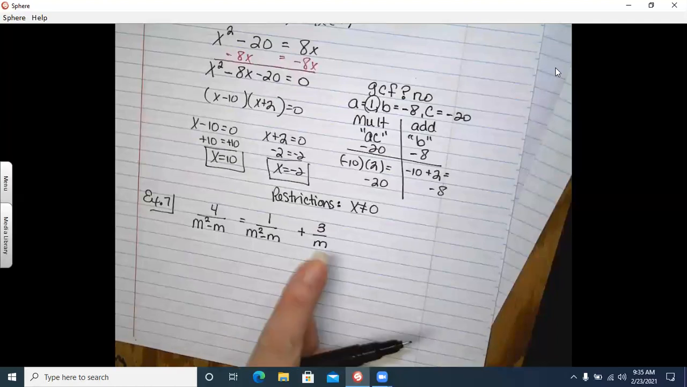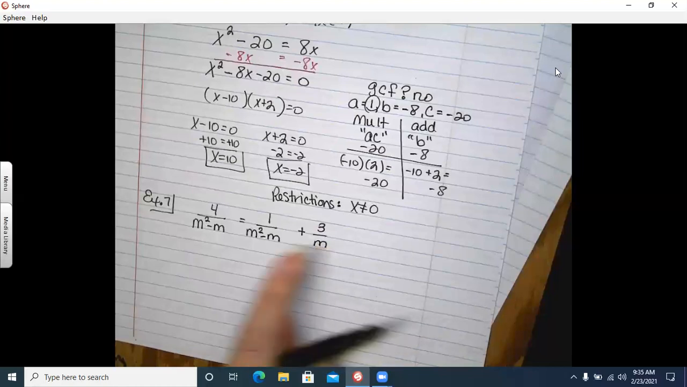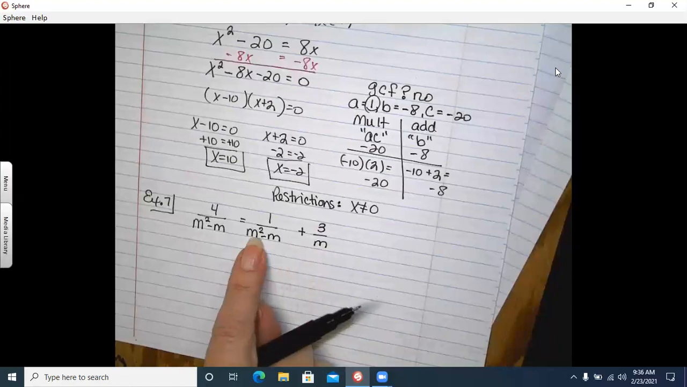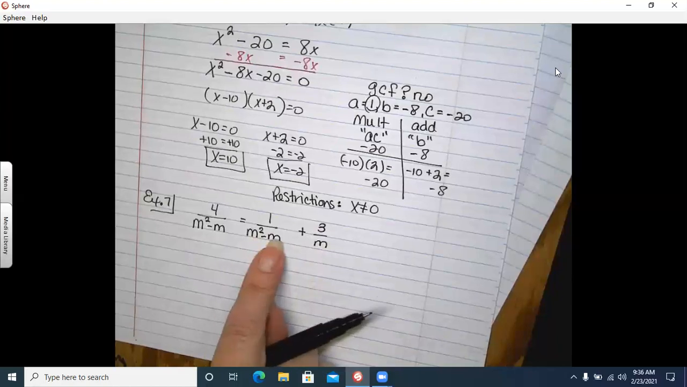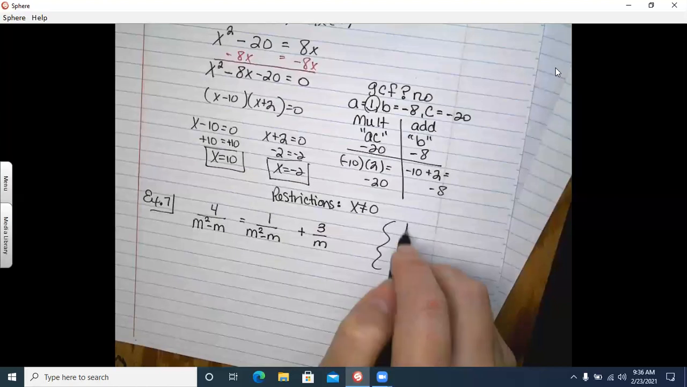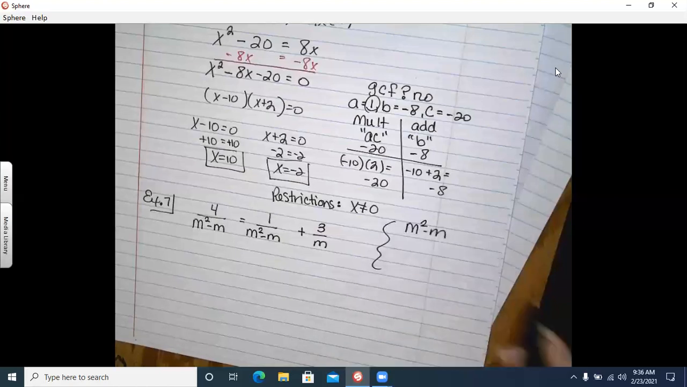Can I factor m any further? No. How about m squared minus m? Is that completely factored? I know I at least can take out a GCF, am I right? Because they're both 2 terms and both terms have an m. So let's start there. My greatest common factor is an m. So it's a factor, it does not go away.